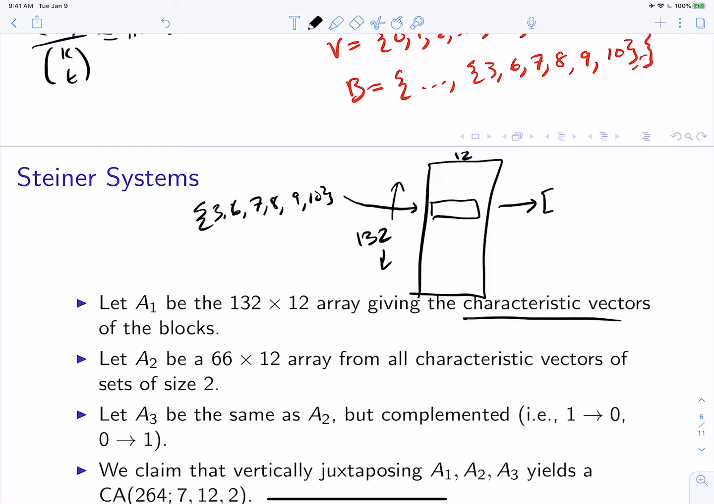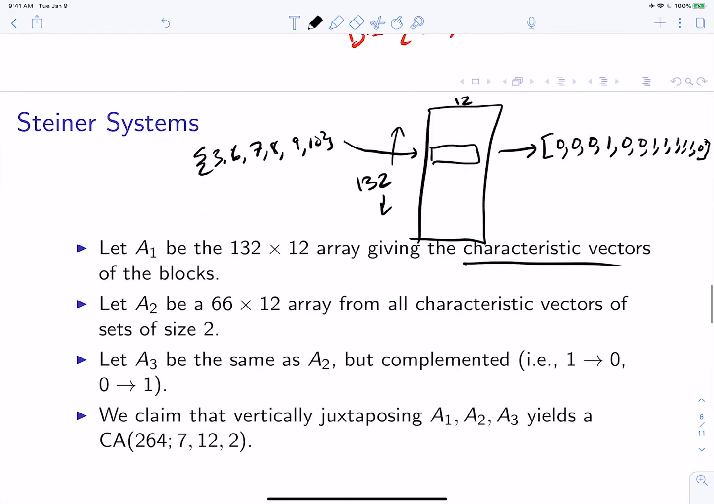So 0 is not in the block, so we put a 0. 1 is not in the block, so again we put a 0. 2 is not in the block. 3 is in the block. 4 is not in the block. 5 is not in the block. 6, 7, 8, 9, 10, and then 11 is not in the block. So we'll have that row in the covering array that we're making.